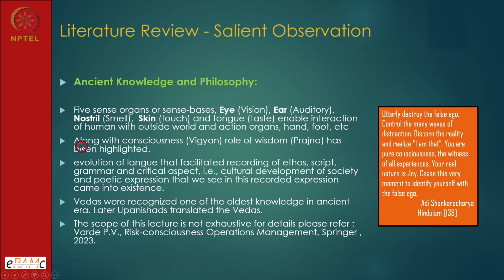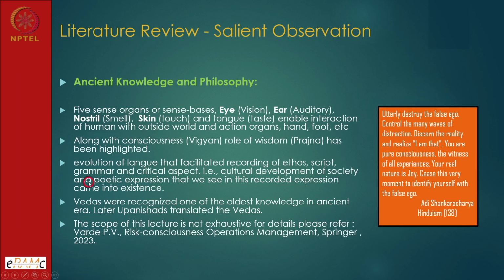And then along with consciousness and Vigyan, the role of wisdom plays a bigger role. We have science. You saw the present state of the situation. We have Vigyan, but probably wisdom is also required for everyone's happiness. Okay. Of course, this may be off topic, but this is what the ancient knowledge says: pragyan means wisdom. Wisdom and Vigyan together take you to higher levels. Evolution of language facilitated recording of ethos, script, grammar, and critical aspects.